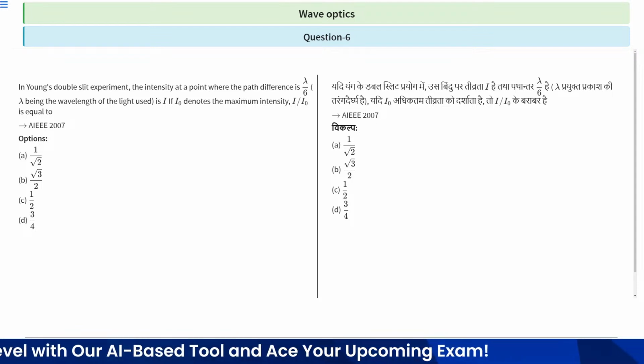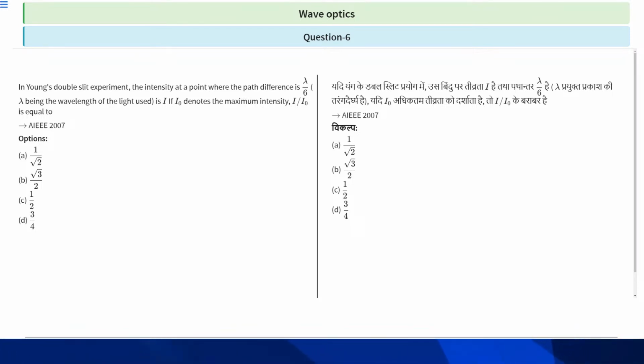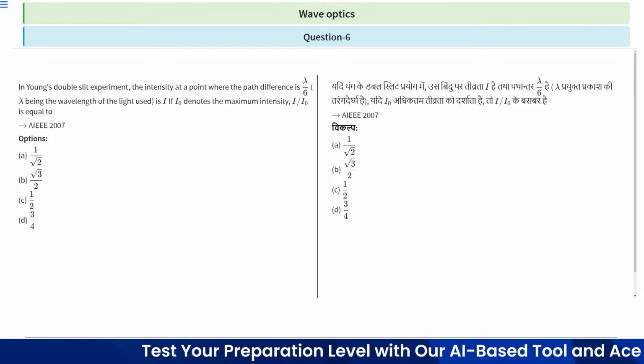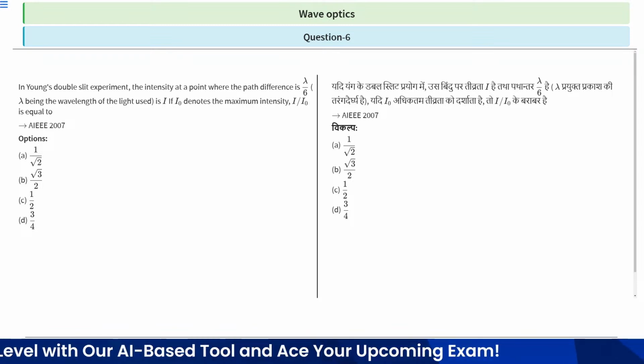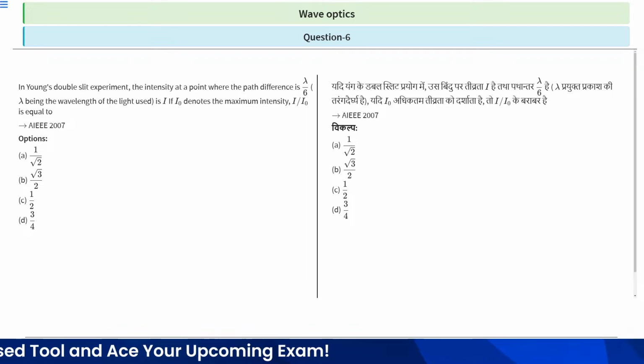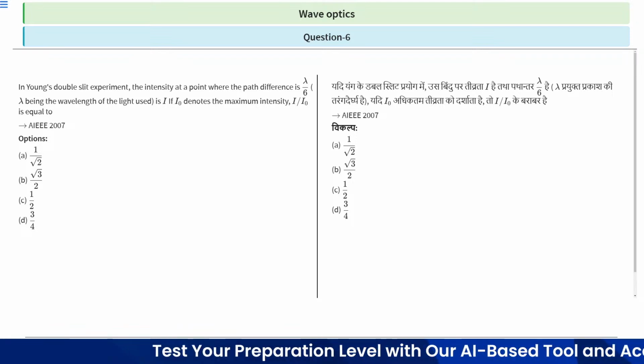Question is, in Young's double slit experiment, the intensity at a point where the path difference is lambda by 6, lambda being the wavelength of the light used, is I. If I naught denotes the maximum intensity, I divided by I naught is equal to what? This is an AIEEE 2007 question. Given options: option A is 1 divided by root 2, option B is root 3 divided by 2, option C is 1 by 2, and option D is 3 by 4.